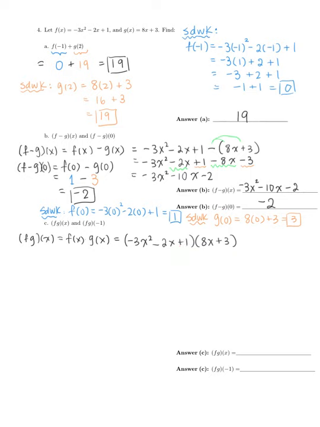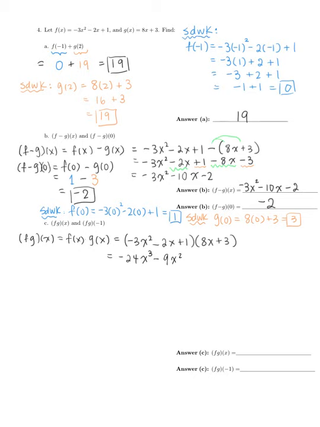Okay, so let's just do this step by step. First of all, I'm going to multiply negative 3x squared times 8x. So what is that? Negative 24x cubed. Right now I just multiplied this together. Now I'm going to multiply these two. So you got negative 3x squared times 3. Here our sign is going to be minus, and then you're going to have 9x squared.